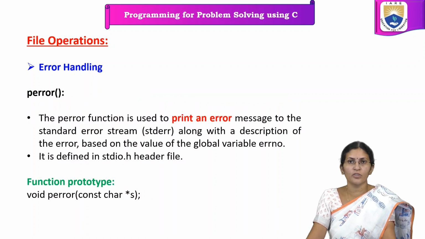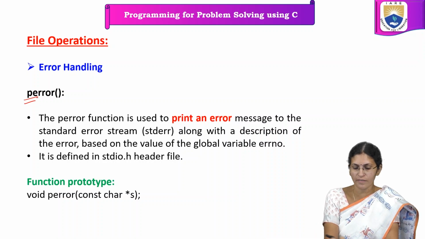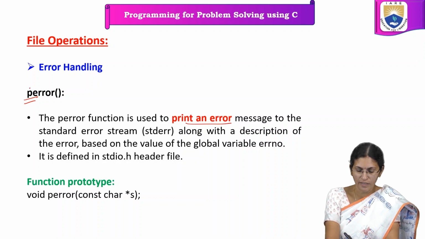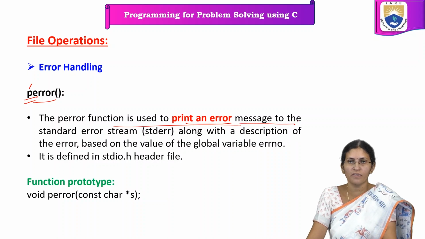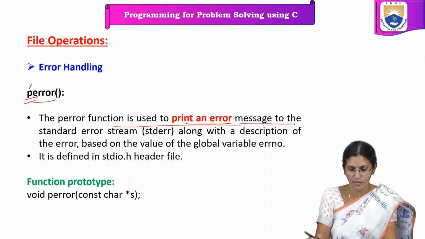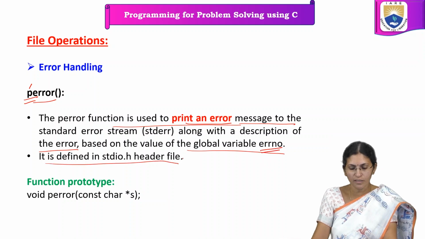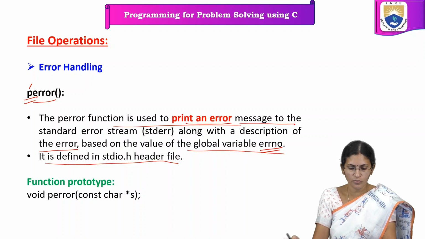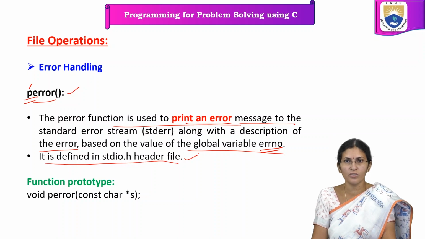In this video lecture, we'll discuss these four functions. Next, the perror function. This is an error handling function. perror stands for print error: P stands for print, and error, print an error message. The perror function is used to print an error message to the standard error stream along with a description of the error based on the value of the global variable errno. What is this errno? We'll see later on. It is defined in the stdio.h header file, so to use this function we need to include the stdio.h header file.